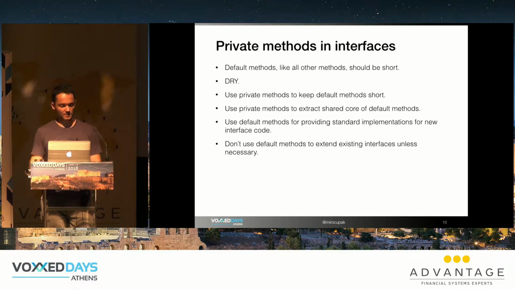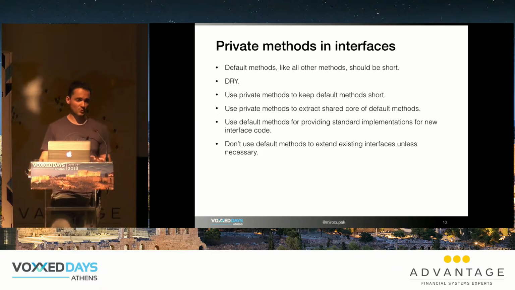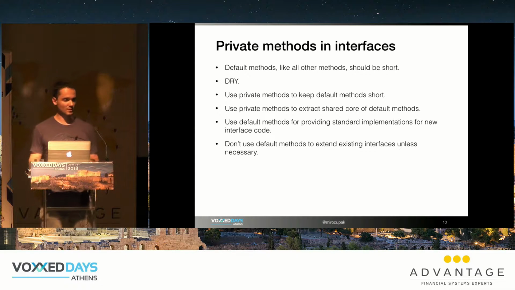So to recap, all the methods should be short. That works for default methods as well, so take advantage of the private methods here. Don't repeat yourself. So if you have multiple default methods sharing stuff, extract it to a new private method. Be aware of the fact that default methods are a perfect tool for providing default behavior when you're creating a new interface, when you're introducing new API.